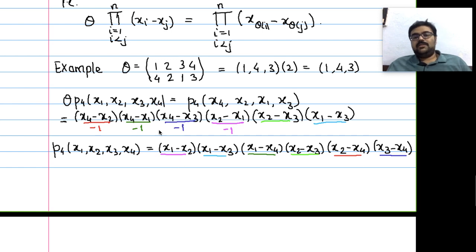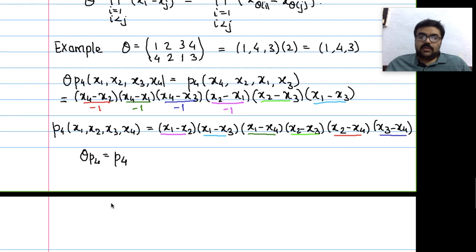So how many times is minus appearing? 4 times minus is appearing. So this is the same if we just multiply by minus 1, just the order is changed. So in this case, we observed theta of P4 is equal to P4 itself.